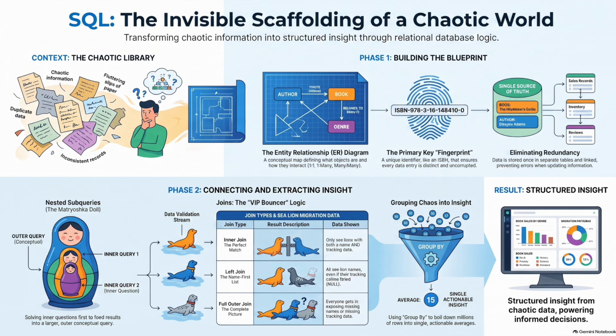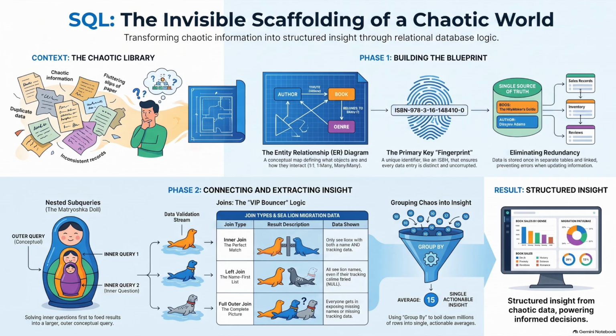Precisely. Then there's the right outer join. This does the exact reverse. It says keep all the migration data from the right-hand table and bring in whatever names you can find. So now our mystery sea lion, ID 11735, gets in. We see their massive 2,723 mile journey, but under the name column, we just get that NULL void.